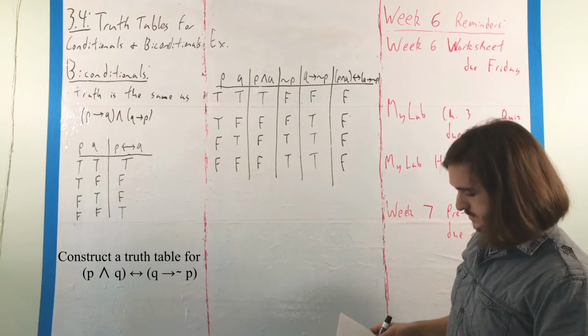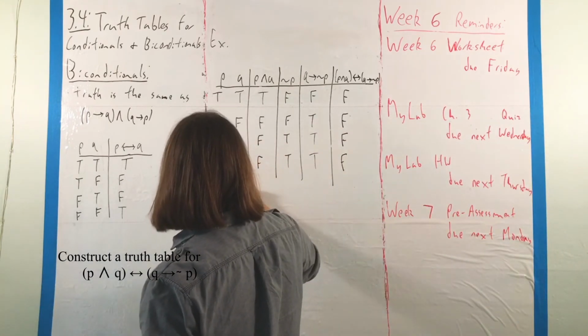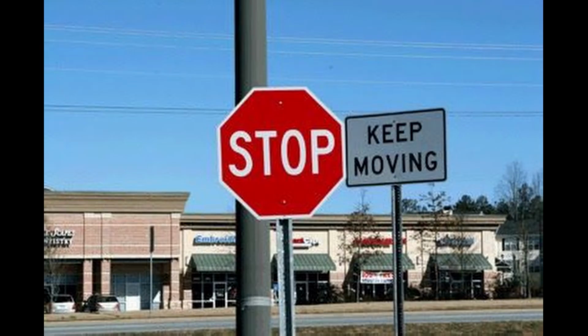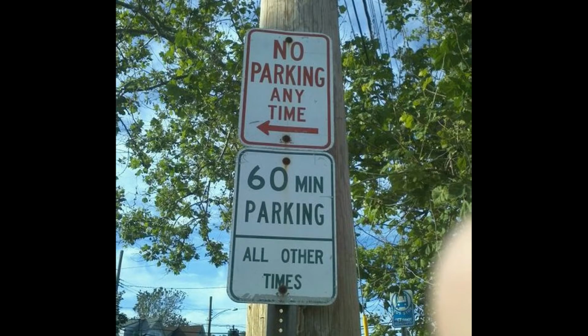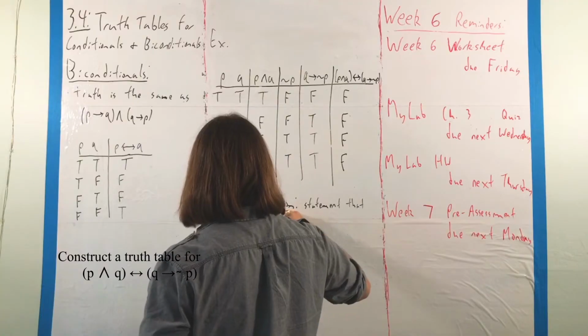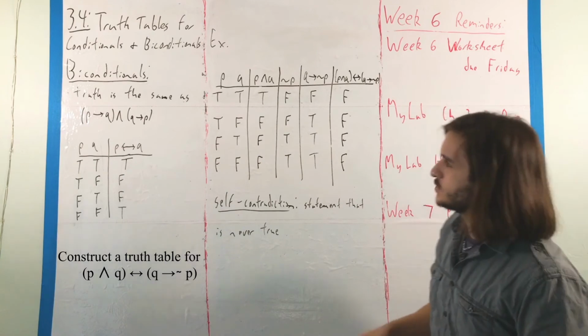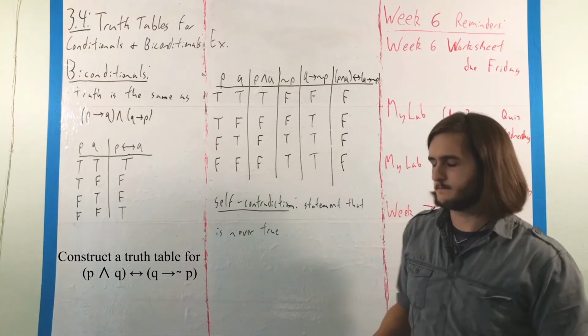And that's an example of something that we're not going to see too often here, but this is a thing called a self-contradiction. A self-contradiction is a statement that is never true. So we saw the idea of a tautology, which is a statement that is never false. Here we have essentially its opposite, a statement that can't be true.